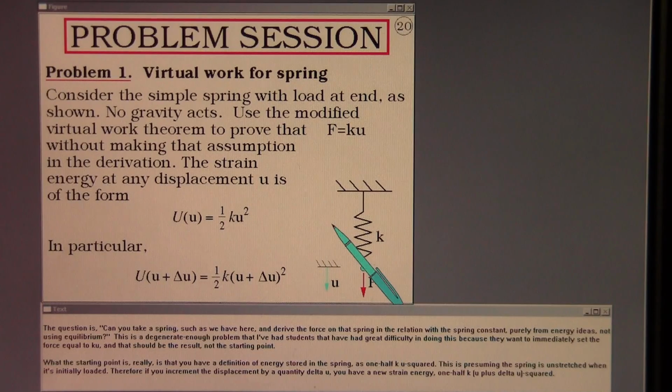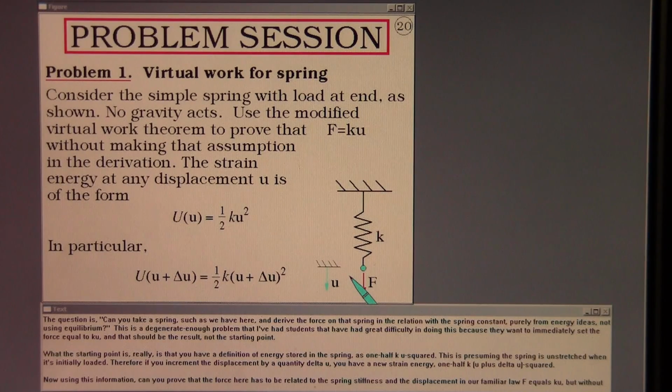This is a degenerate enough problem that I've had students that have had great difficulty in doing this because they want to immediately set the force equal to Ku. And that should be the result, not the starting point. What the starting point is, really, is that you have a definition of energy stored in the spring as 1/2 Ku squared. This is presuming the spring is unstretched when it's initially loaded.